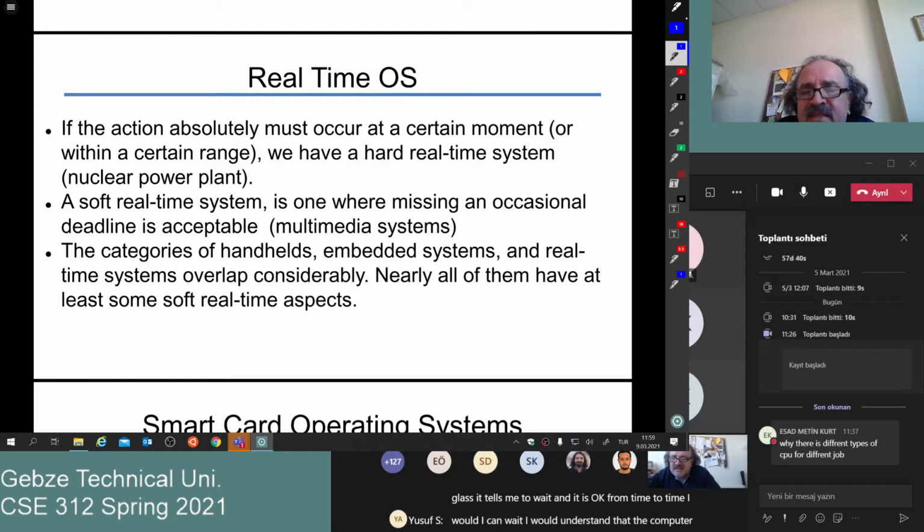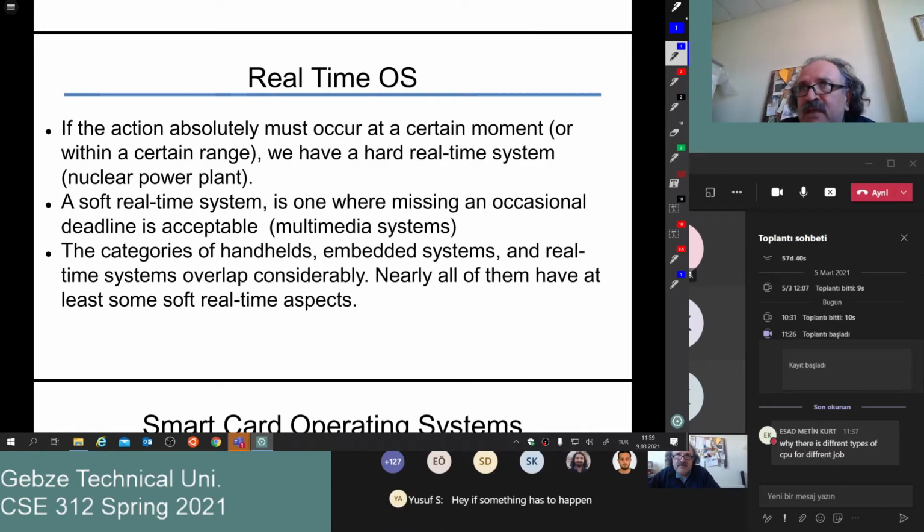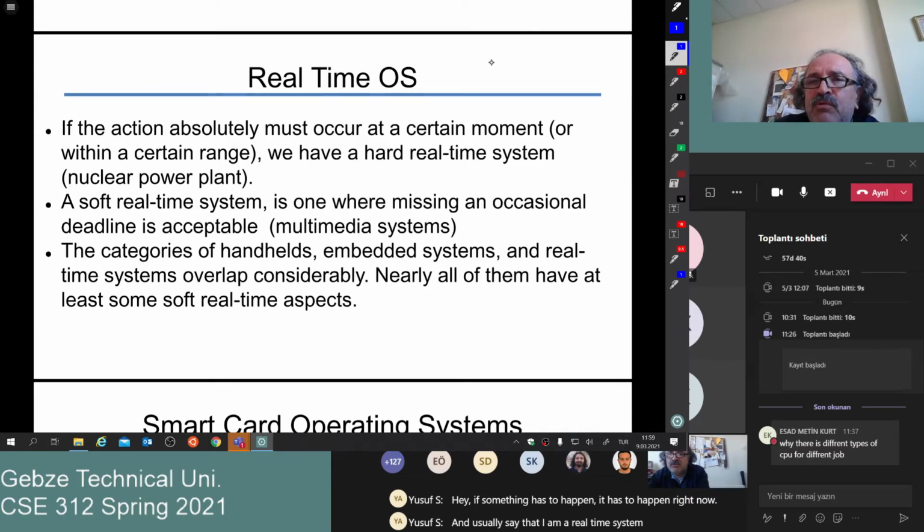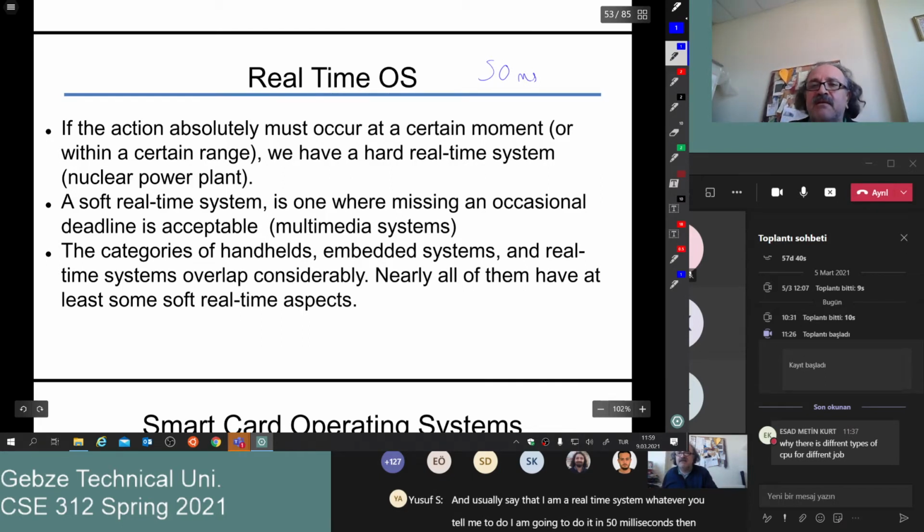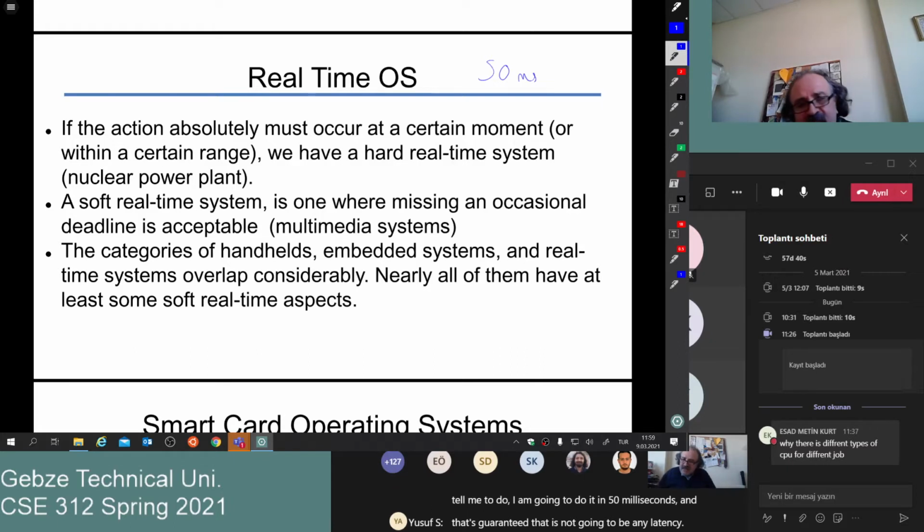With the real-time systems, there is no such thing as I have to wait. Okay? If something has to happen, it has to happen right now. And usually they say that I am a real-time system. Whatever you tell me to do, I am going to do it in 50 milliseconds, and that's guaranteed. There is not going to be any latency. So that's a tough requirement to meet, actually. That's a very tough requirement to meet.